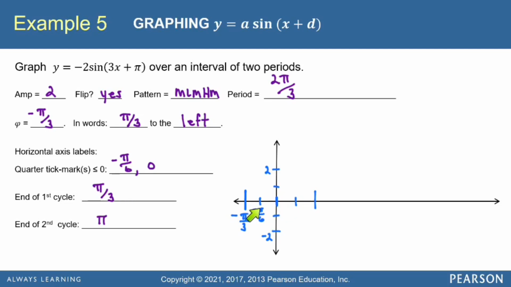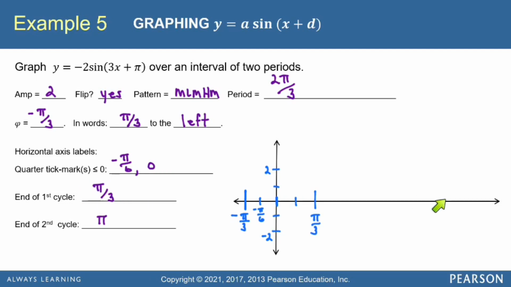The first quarter tick mark is to the left of the y-axis. The second one is exactly on the axis. And then the last two are just evenly spaced from the first two. But the last one right here happens to be the end of the first cycle. So we already know the label that goes there is positive pi over 3.